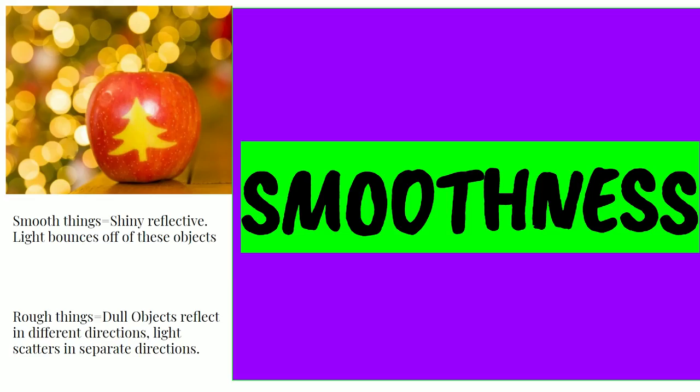Now, light will always want to try and bounce off of things. And what determines whether or not something has that really nice shine is smoothness. If something is really smooth, it's going to have a shiny reflective surface. Light is going to bounce off of these objects and almost appear to stay together. Rough things or dull objects are going to reflect light in different directions. Light will scatter and just disperse in different directions.